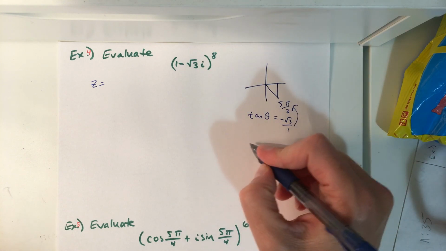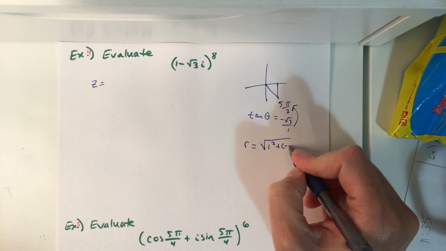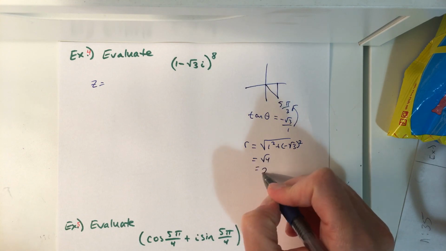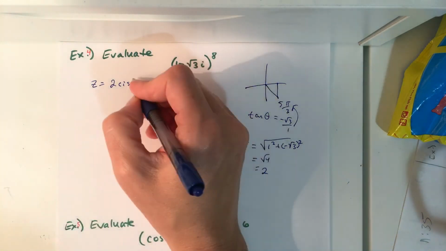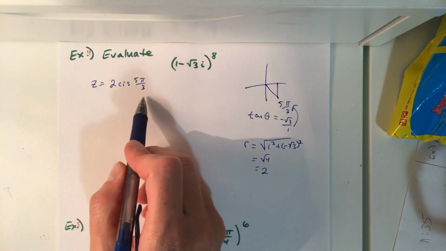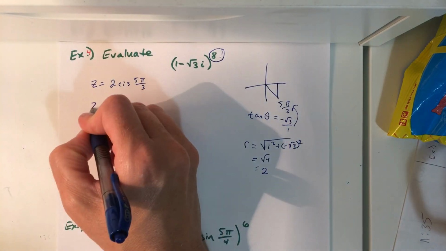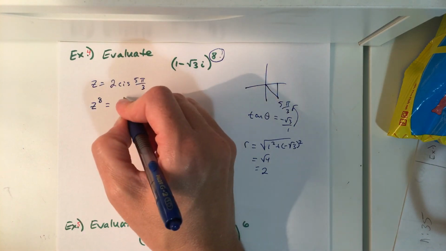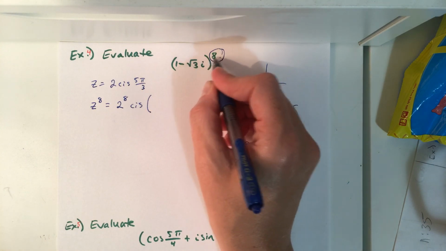We also need to find the radius. R equals the square root of 1 squared plus negative root 3 squared. So this 1 plus 3, root 4, we get 2 for the radius. So we can write 2 cis 5 pi over 3. This is the same complex number in trig form. And we want to raise it to the 8th power. So raising this complex number to the 8th power, we can apply de Moivre's theorem. Take the radius and raise it to the power, and you take the angle and multiply it by that number.